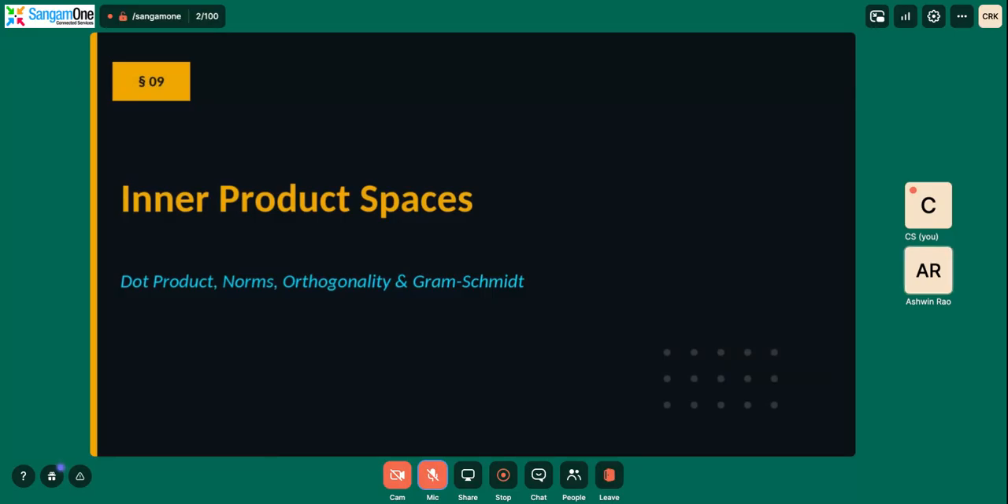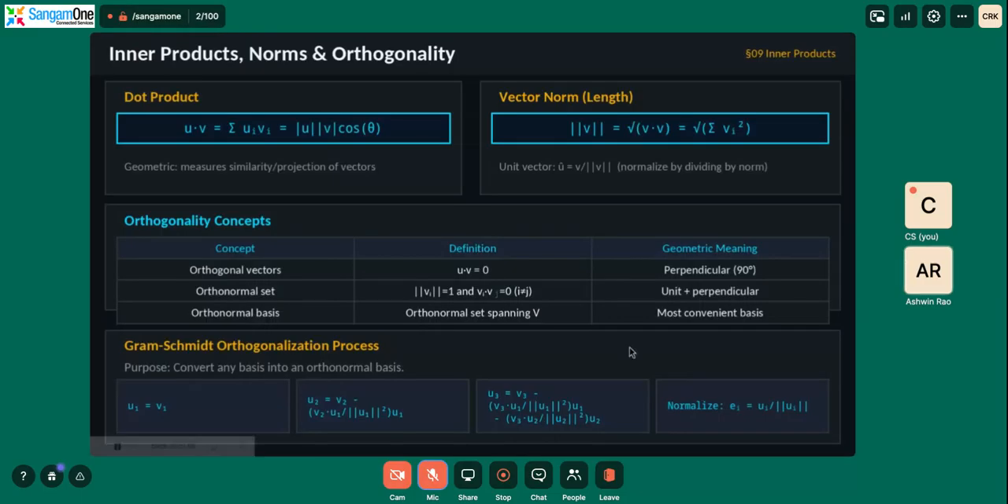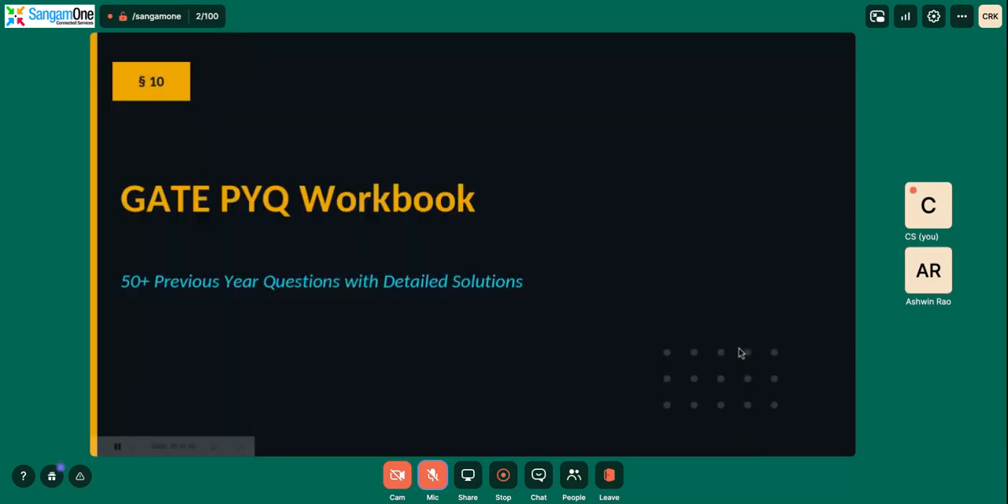Then comes inner product spaces, the dot product and vector norm. These are just the conditions. Please remember this. Based on this, I will send these problems and all.